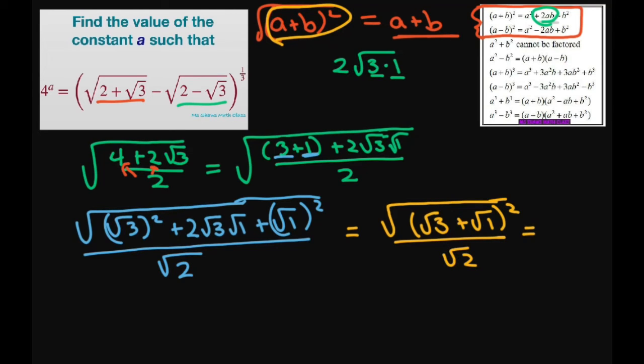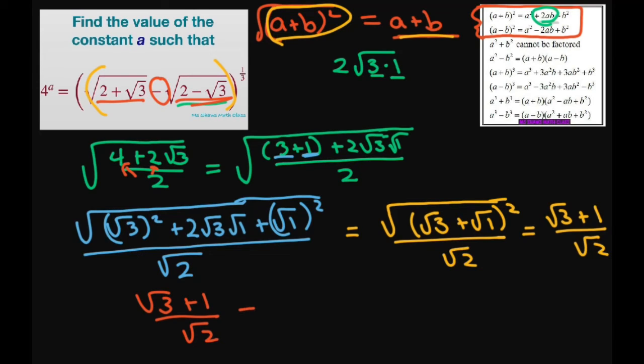And this is just going to give me a plus b, which is square root of 3 plus square root of 1, which is just 1, divided by square root of 2. So just looking at this inner expression, we're going to get square root of 3 plus 1 divided by square root of 2. Now this one's the same thing, but we have a minus here, so put minus. And we're going to get the same thing: square root of 3 minus 1 divided by square root of 2.